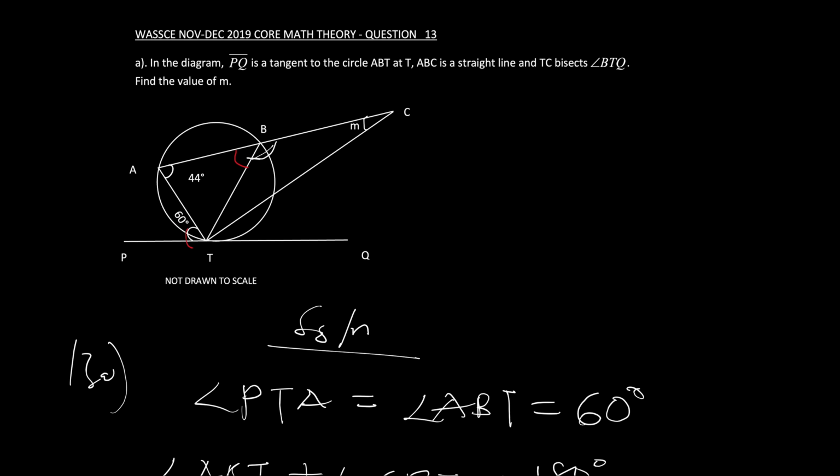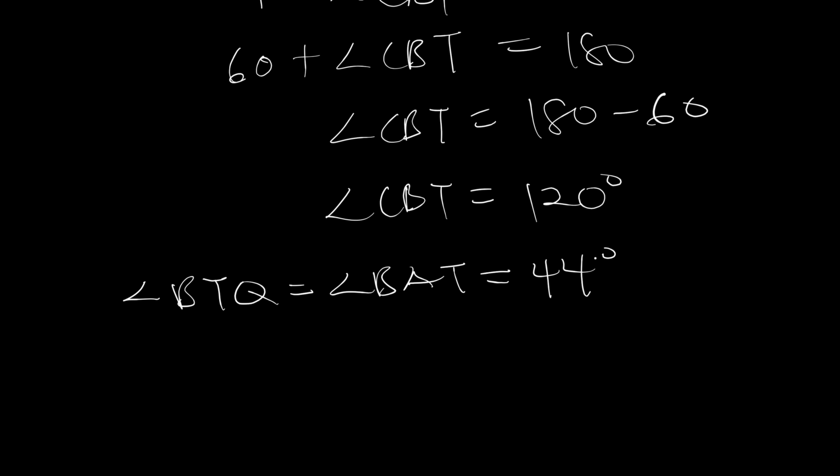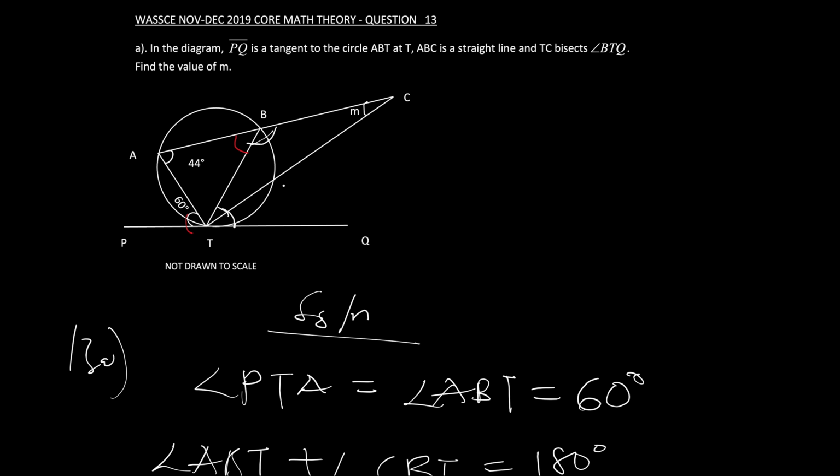Also we can say that angle BTQ, this side, is equal to angle BAT, this side, because they are alternate segments. So angle BTQ is equal to angle BAT, which is equal to 44 degrees. Alright, and we are told that the line TC bisects this angle. So if the whole of this is 44, just this side will be 44 divided by 2, and this side will be 44 divided by 2.